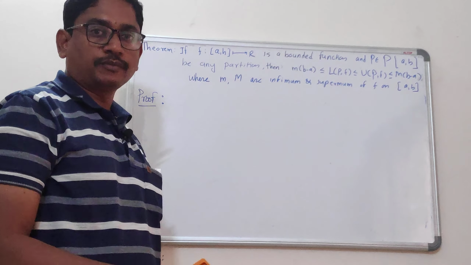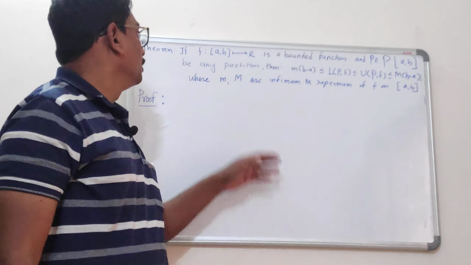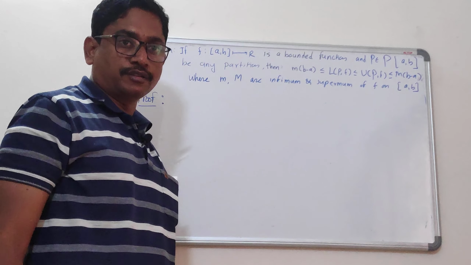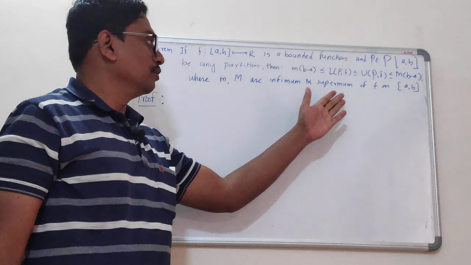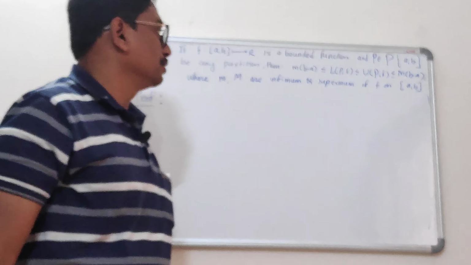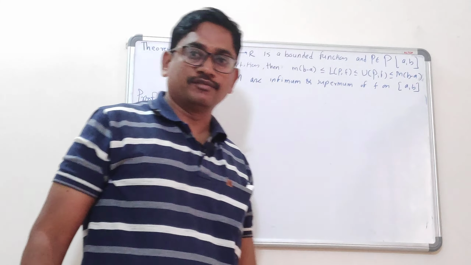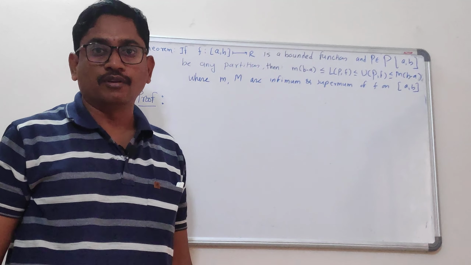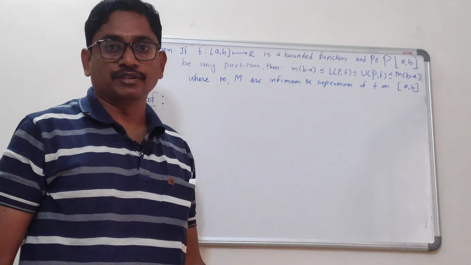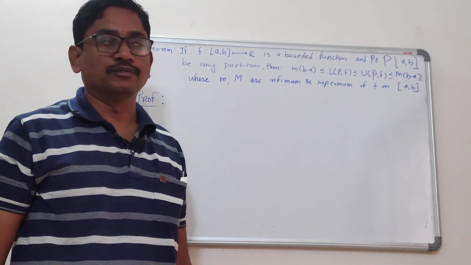Hello everyone. In this lecture, we are going to discuss the lower sum and upper sum, and how they are bounded when your function is bounded on a given partition of [a, b]. In the previous lecture, we have seen the definitions of upper Darboux sum, lower Darboux sum, oscillatory sum, partition, refinement, common refinement, all those things.